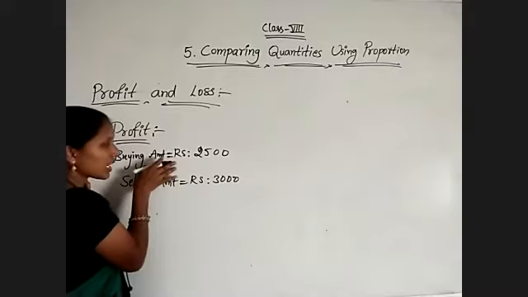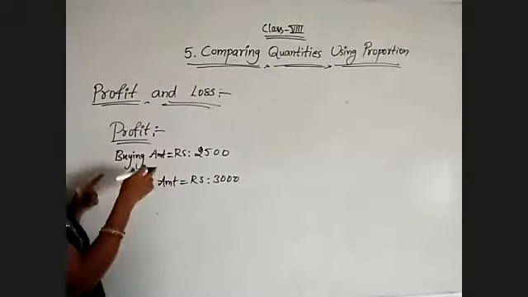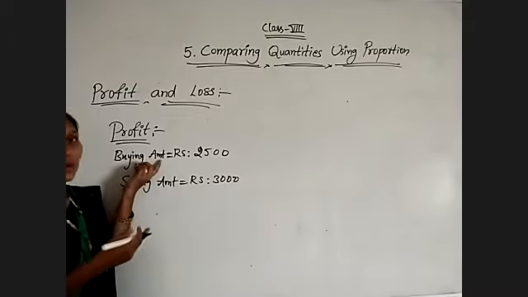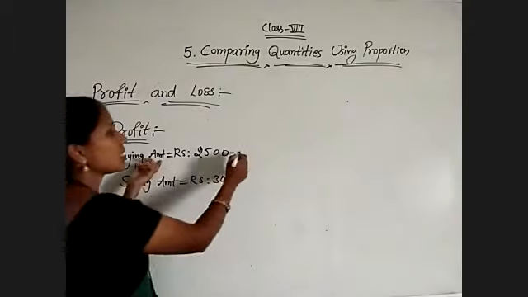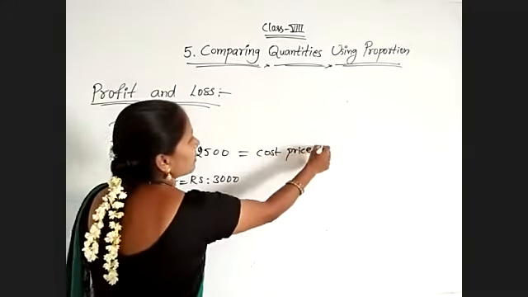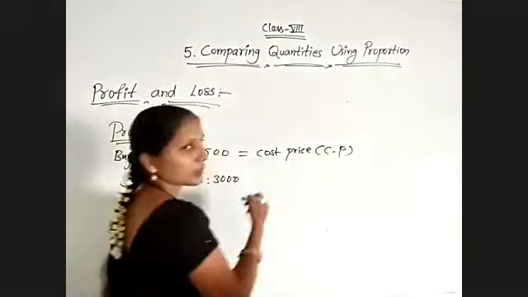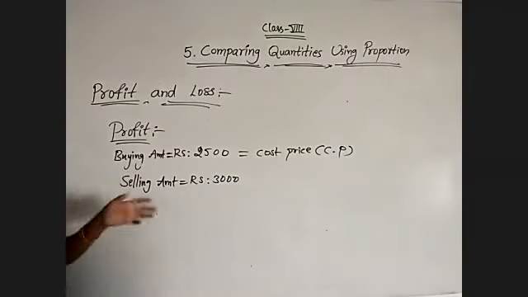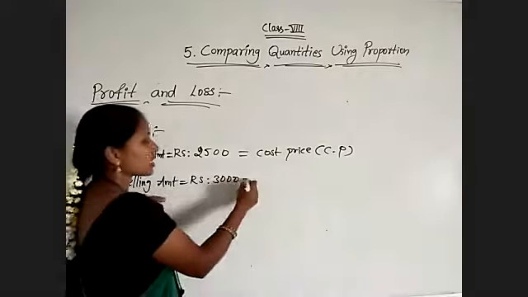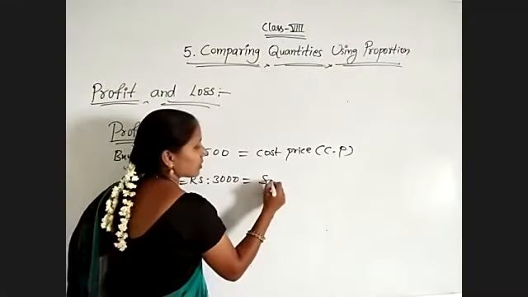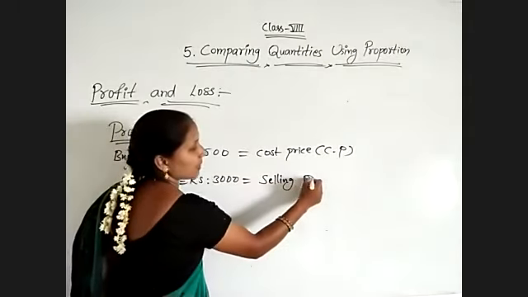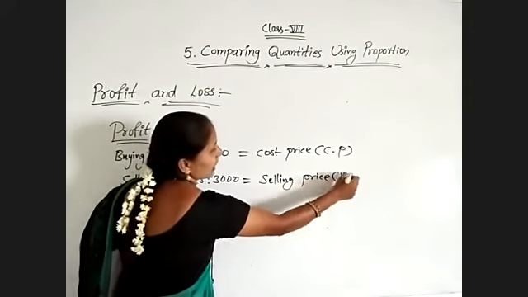And the amount we pay, the buying amount, is known as the cost price of the given item, and simply it is denoted by CP. We have studied these terms in our previous classes also, so once again I am revising. And the selling amount, the sold amount, is known as the selling price, and it is denoted by SP.